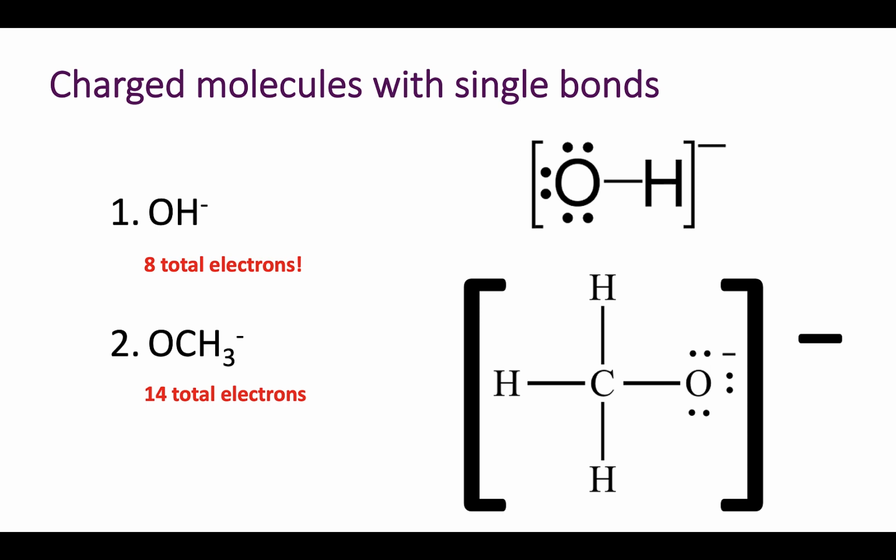Here we have carbon in the middle, 3 hydrogens bonded to it, oxygen also bonded to the carbon, and if we count our electrons, we'll start with the bonded pairs, so there's 4 of them, that's 8 electrons, plus the 3 lone pairs on oxygen, which is 6 more to make 14 total. And there we have our Lewis dot diagram for this OCH3 as well.